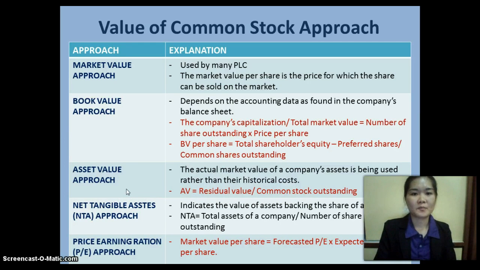The fourth approach is the net tangible asset approach. Net tangible asset indicates the value of assets backing the share of a company. This is the formula to get the value of net tangible assets. The last approach is the price earning ratio approach, which uses this formula to get the price earning ratio. Thank you.